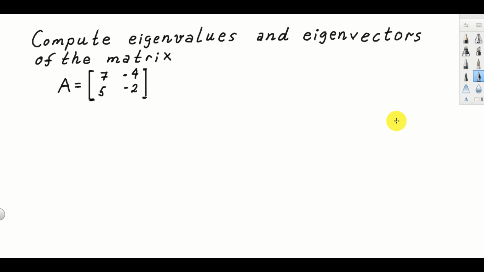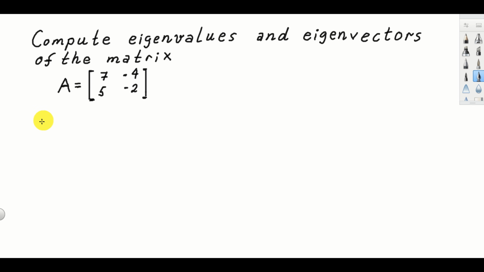In this tutorial we explain how to compute the eigenvalues and eigenvectors of a 2 by 2 matrix. In particular, let's solve this example over here. To be able to solve this problem, we first need to recall the definition of the eigenvalue and eigenvectors.